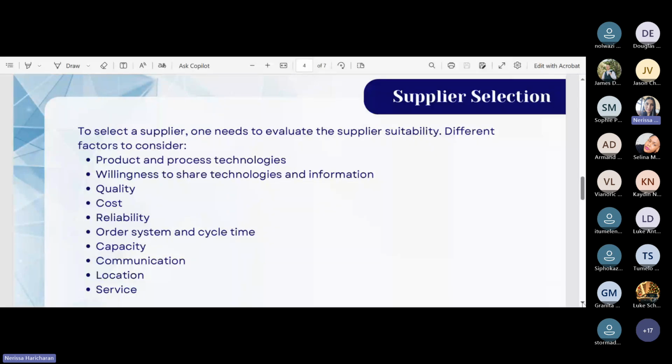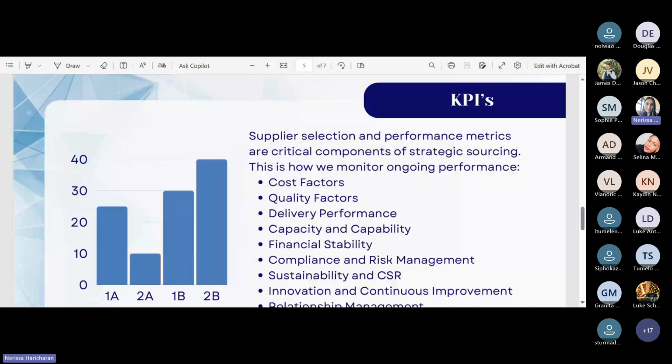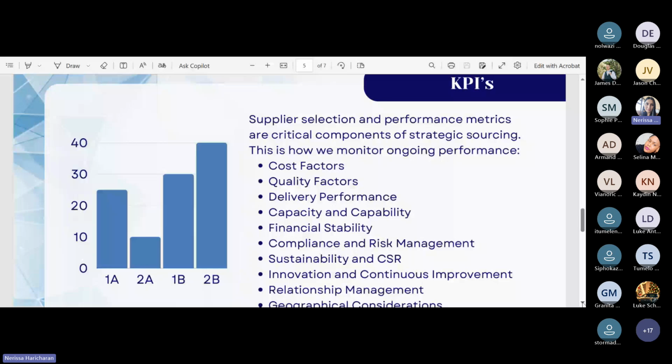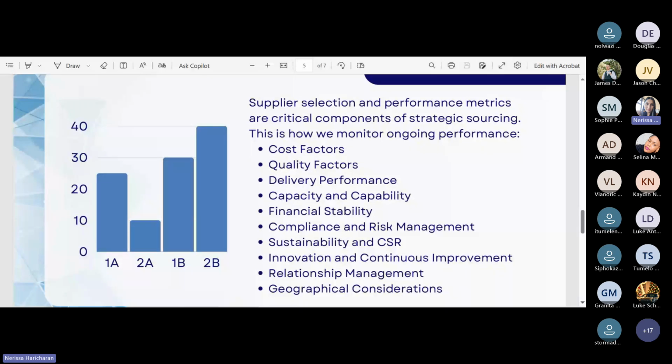So the next one is basically your KPIs, your key performance indicators, or your supplier selection indicators and metrics that you should be looking at when you are choosing a particular supplier. In the workplace and in business, KPIs are fundamentally the most important thing. Data is king, and having this sort of information is what drives a business to make a particular decision.